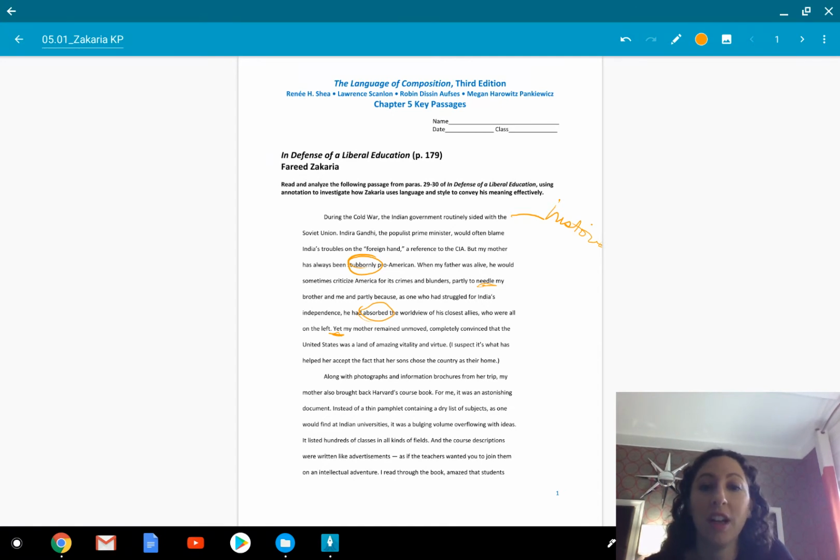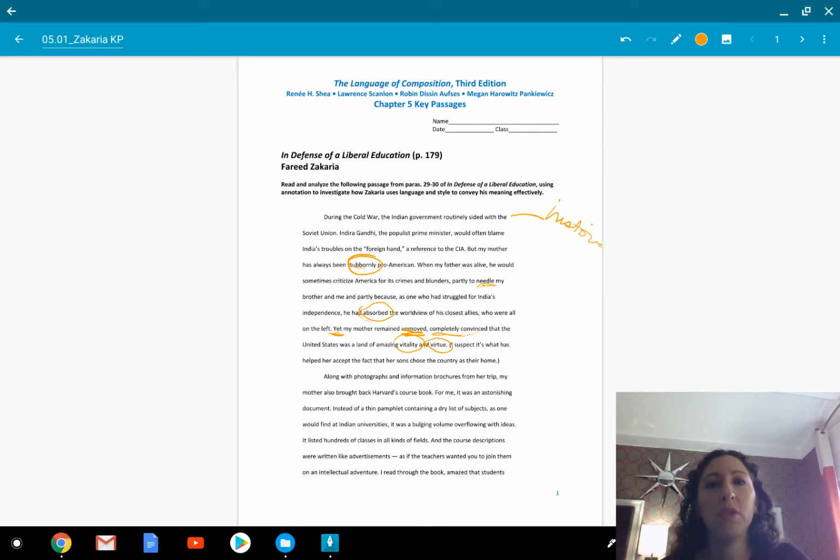Yet my mother remained unmoved. So this sort of image of a more positive image than stubborn, just dedicated, like a rock in her thinking, that she is completely convinced, as he says, that the United States was a land of amazing vitality and virtue. And I love that he pairs those two words. I mean, there's the alliterative effect, but also vitality meaning life and energy, and virtue meaning values and morality, things that are good.